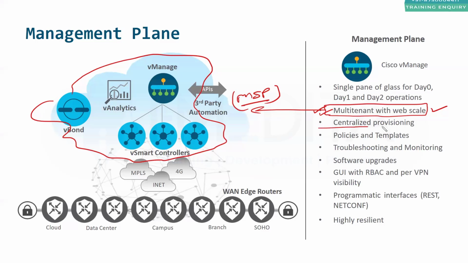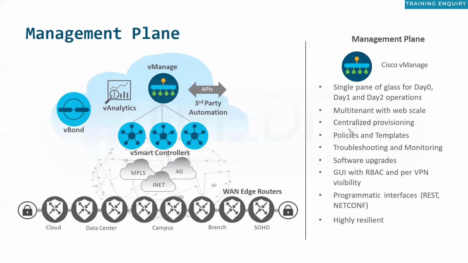Then vManage will also support centralized provisioning. The meaning of centralized provisioning is that from a central location, you are going to provision everything in the SD-WAN architecture. You are going to create policies and configuration templates from vManage. You are going to perform troubleshooting and monitoring from vManage. If you want to perform software upgrades for any component, you do it from vManage.